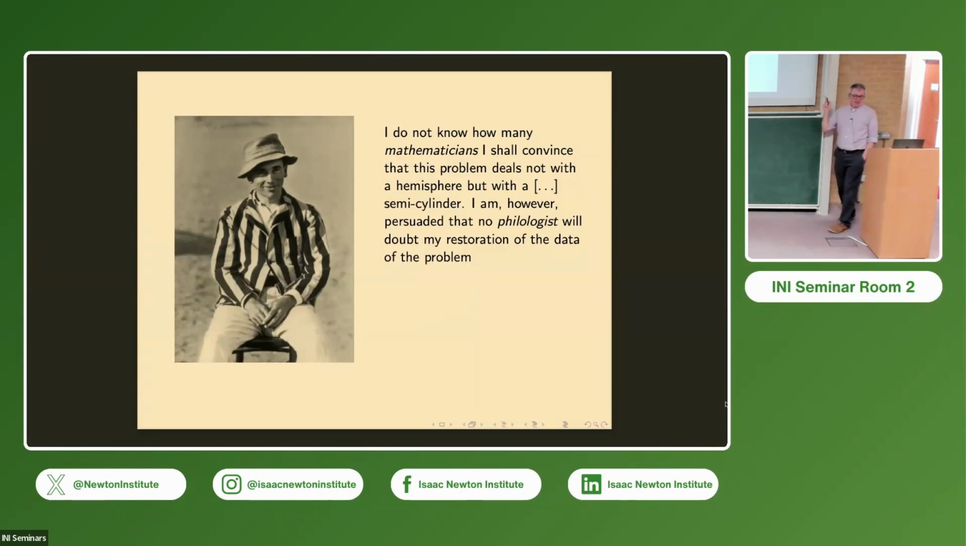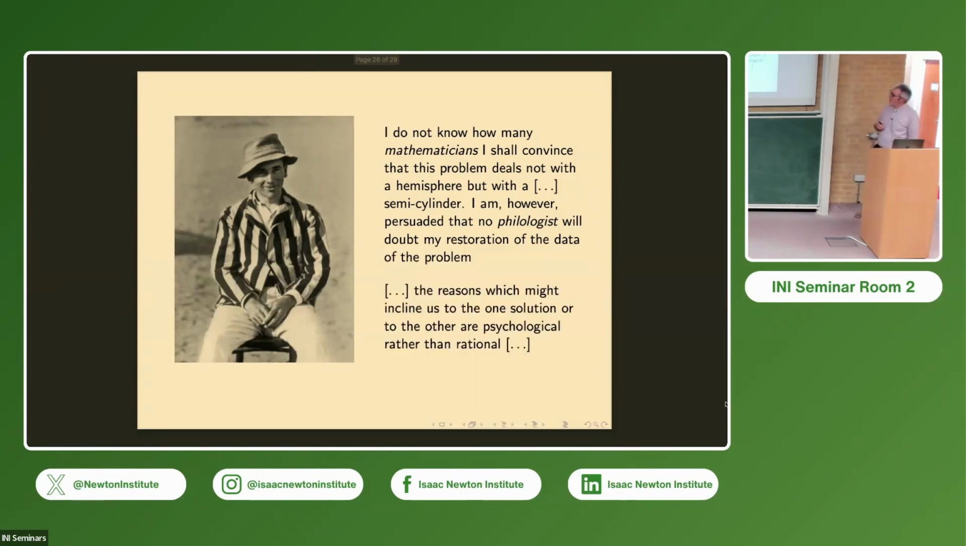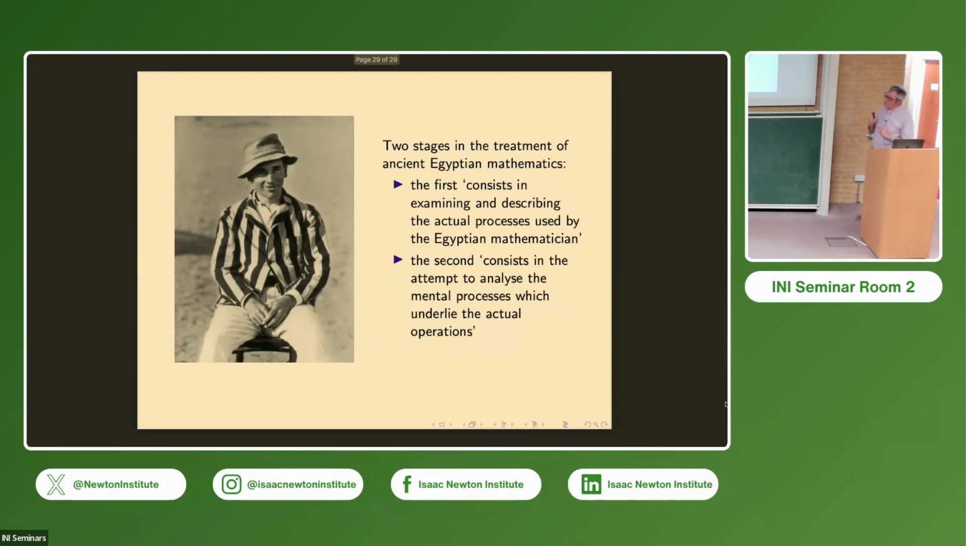And then he really hits the nail on the head by commenting, the reasons which might incline us to the one solution or to the other are psychological rather than rational. So people will see what they want to see in the text. Okay, so to conclude, this is my final slide. Beginning of the 1930s, Peet gives a lecture at the Rylands Library in Manchester for a general audience, so a very general talk about ancient Egyptian mathematics, because he's the authority at this stage.